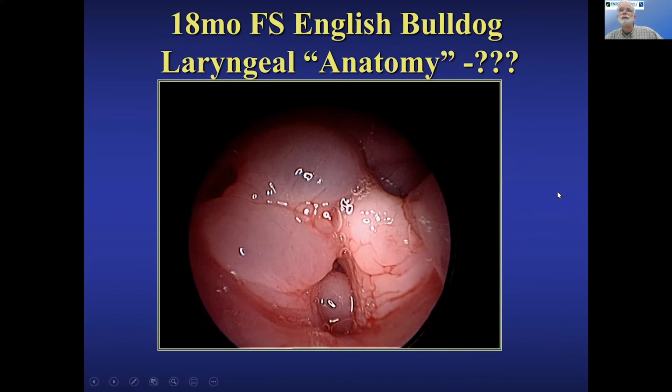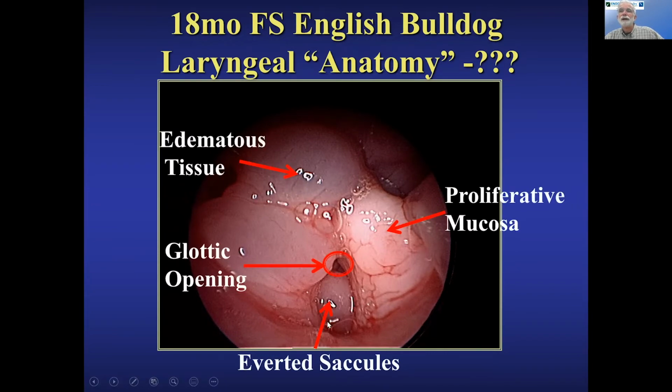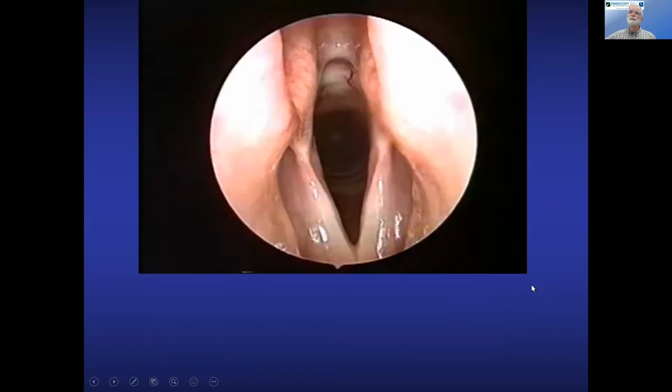Overwhelmed, aren't you? I was when I saw this, okay? Here's our thing that we recognize, everted saccules. Here's that glottic opening. A lot of edematous, puffy-looking tissue and proliferative tissue here, thickened tissue. Really a disaster brachycephalic case. Not one that you want to encounter, not one that I want to ever see again. Okay, so what does actually a video look like?